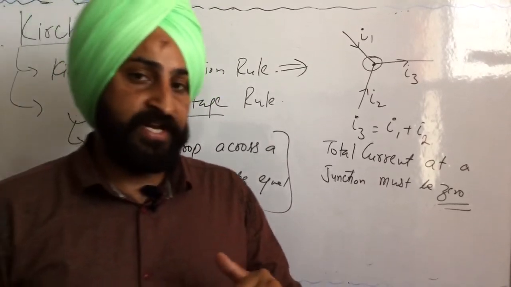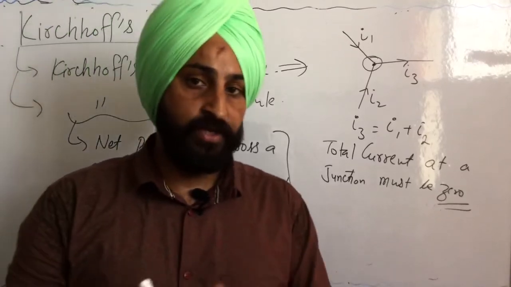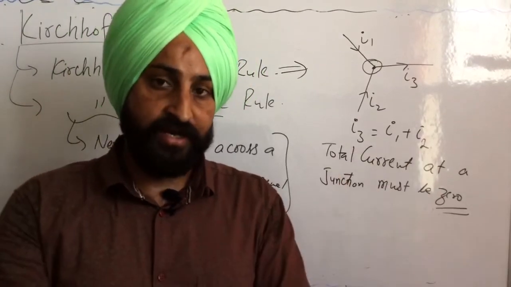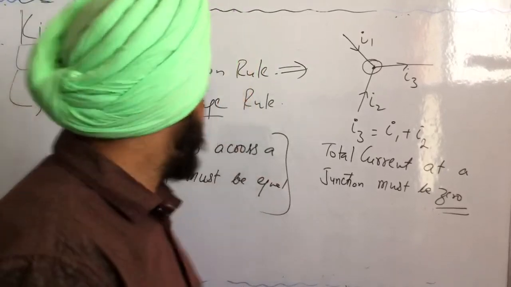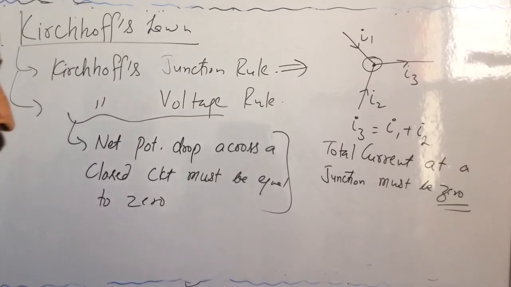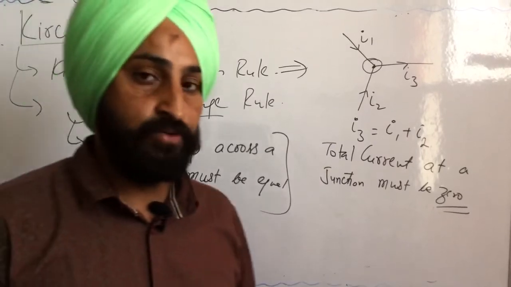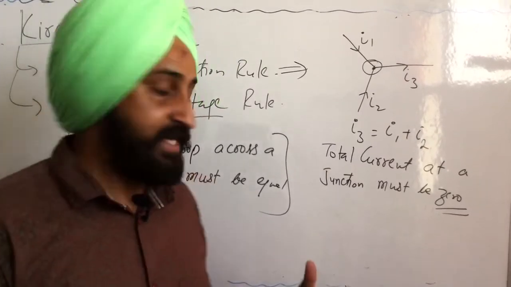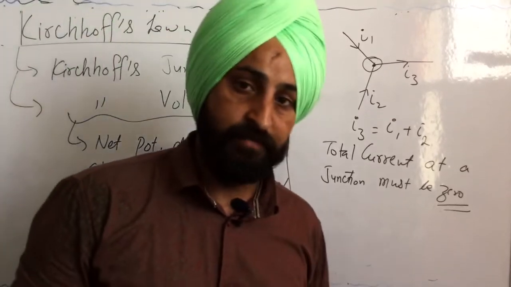So what will be the potential drop across any resistor? In this case, V will be equal to I into R. So net value of I into R across a closed circuit should be equal to 0. So that is all about the potential rule or voltage rule of Kirchhoff's. So now we will be applying these 2 rules. We will be learning about the sign convention. Now we will be understanding the applications of these 2 rules in our numericals.